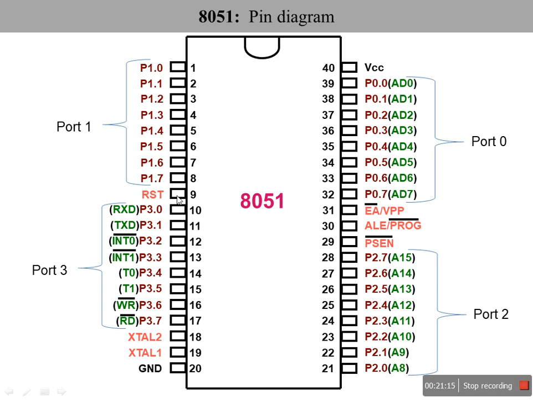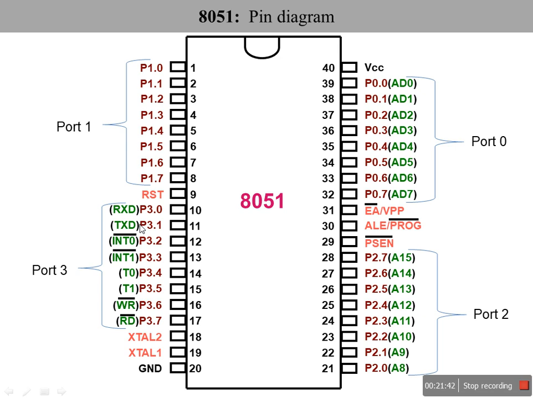Later I will show you the circuit of this also. Then pins number 10 to 17 are termed as port 3 register, port 3. Pin number 10 is the first pin of port 3, 11 is the second pin of port 3, and so on. In addition to acting as a port, these pins have dual functionality like RxD, TxD, receive data, transmit data.